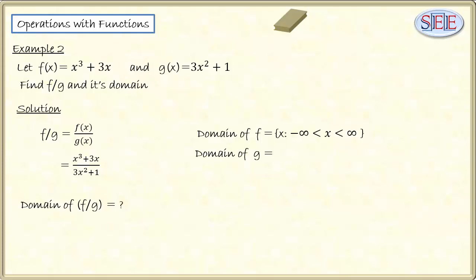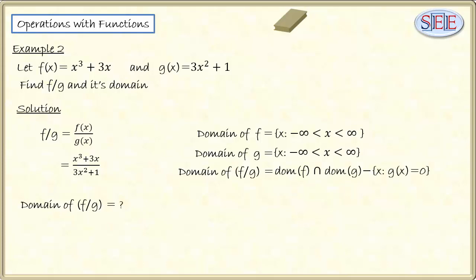I will go ahead to get the domain of g. I will look at the formula for g, the function g of x equals 3x squared plus 1. If I substitute any value of x, the answer will still be another real number. Which means the domain of g will also be the set of all real numbers. So the domain of g will be a set containing x such that x is from minus infinity to infinity. So I can now get the domain of the quotient of the two functions.